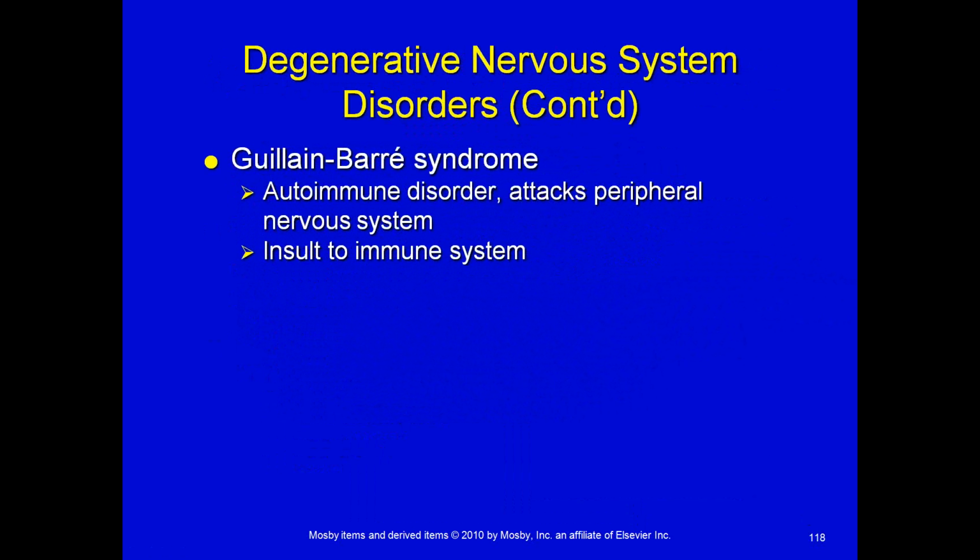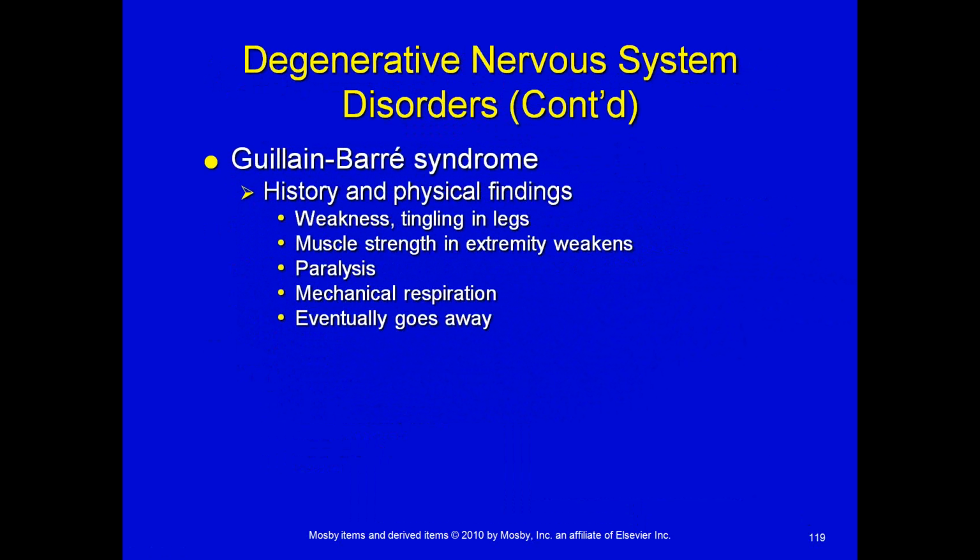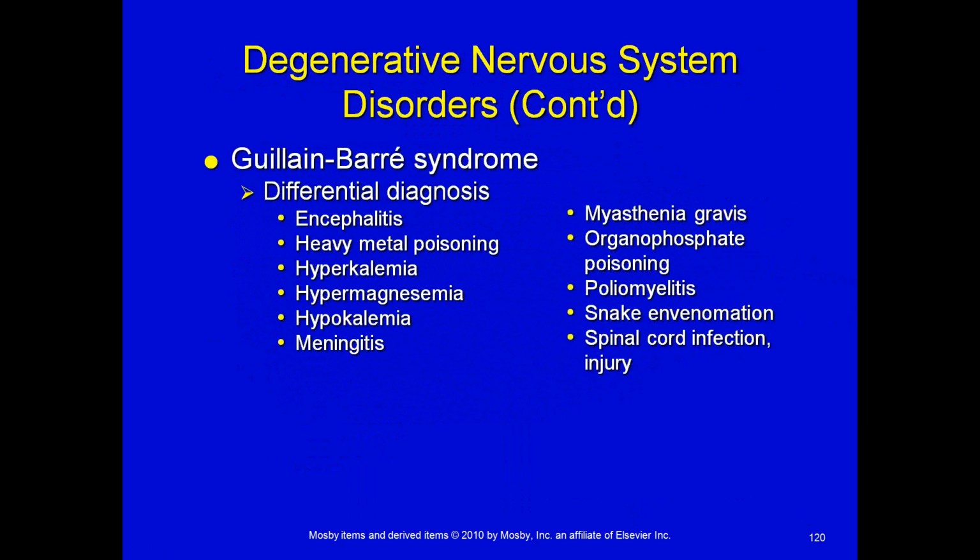Guillain-Barré syndrome is another autoimmune disorder. It attacks the peripheral nervous system. It's usually the result of an insult to the immune system. It causes weakness and tingling in the legs. Muscle strength in the extremities weakens. Later the patient becomes paralyzed, and because they are paralyzed, they end up on a mechanical ventilator. Guillain-Barré doesn't eventually go away. The patient eventually dies as a result of this neuromuscular wasting disease.